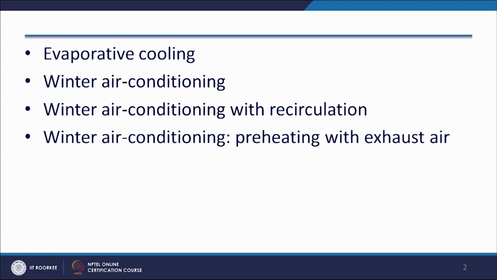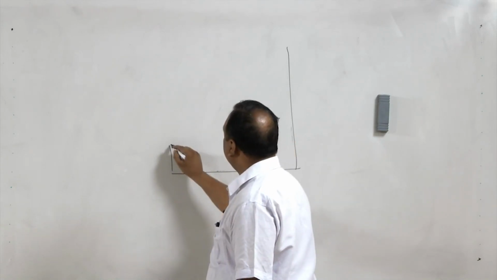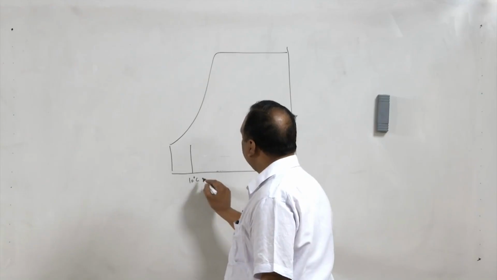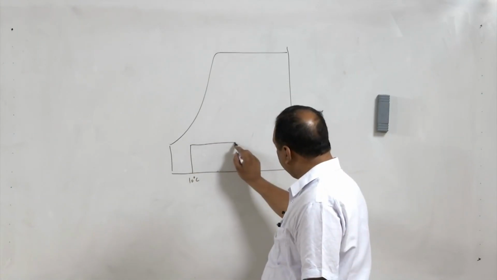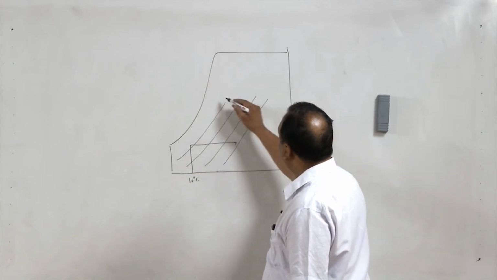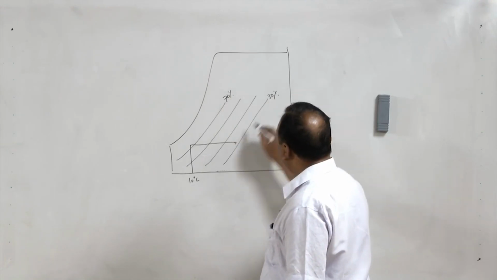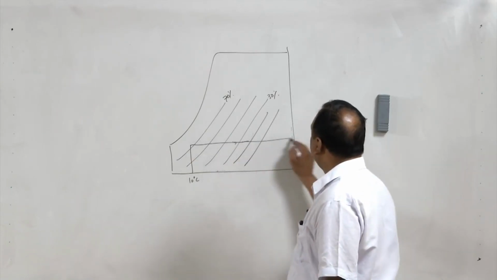Now we will take winter air conditioning. In winter air conditioning, heating has to be done, and as I explained earlier during psychrometric processes, suppose this is 10 degrees centigrade. When sensible heating is done, the relative humidity will decrease. Say this is 70%, it may reduce to, let us say, 30%. We keep on heating the air, the relative humidity will keep on reducing, however the specific humidity will remain the same.